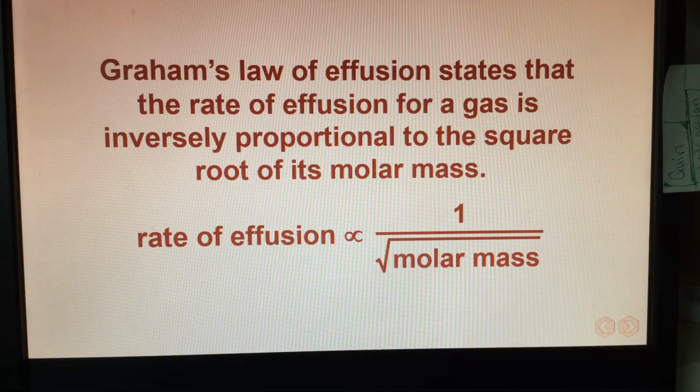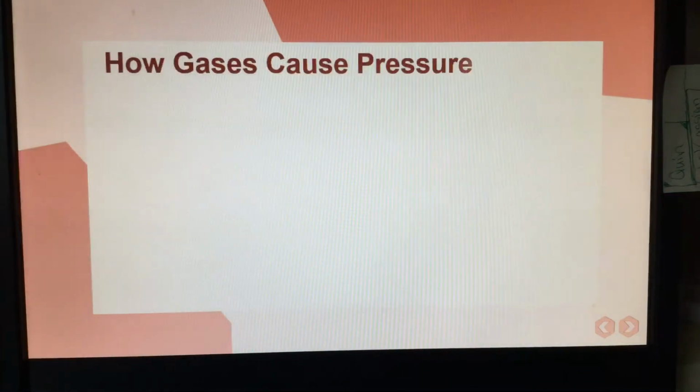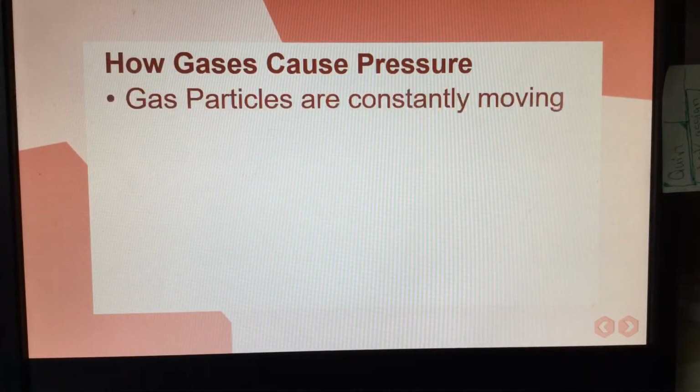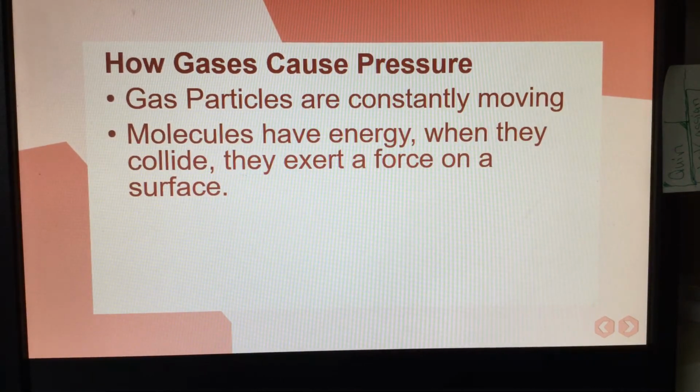So again, there are some practice problems on your worksheet. We're not going to worry about them. What we're going to focus on are conversions and other properties of gas. So we're going to talk about pressure. Gas particles are constantly moving. Molecules have energy when they collide, so they exert a force on a surface.